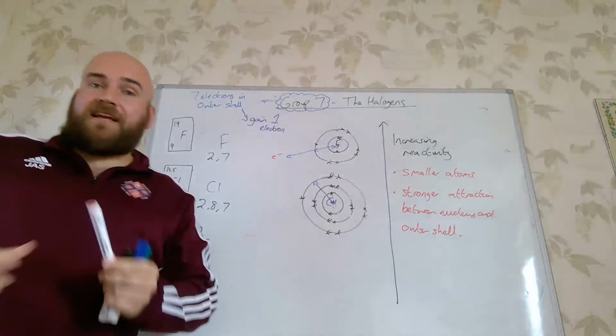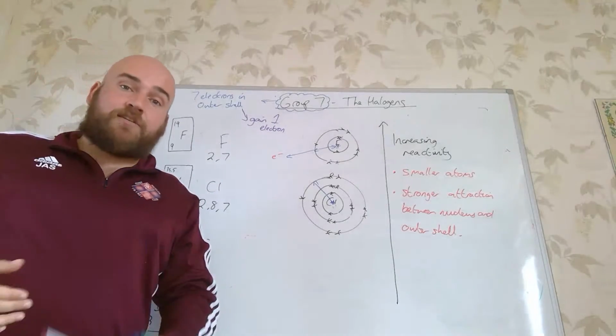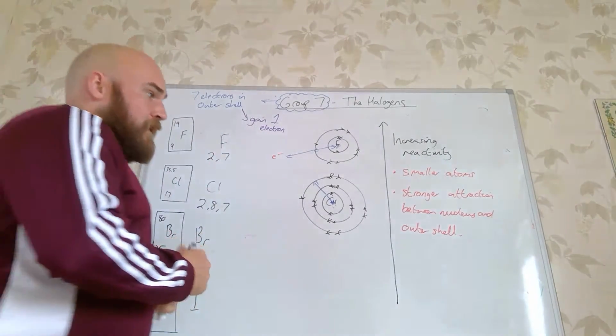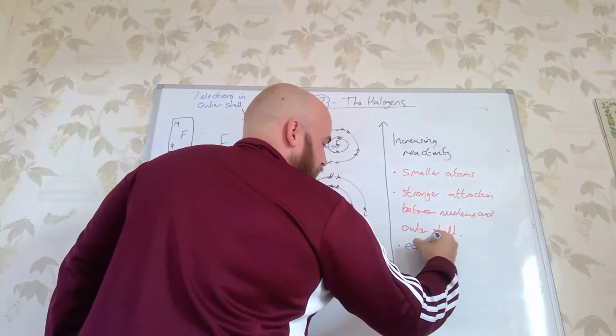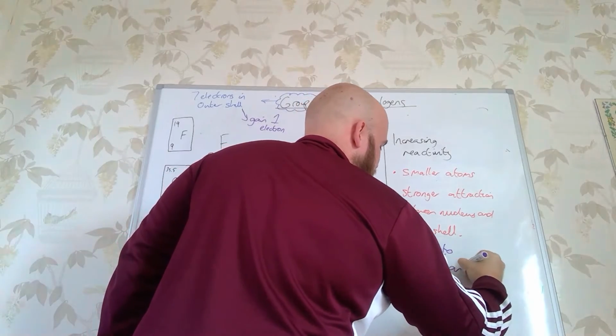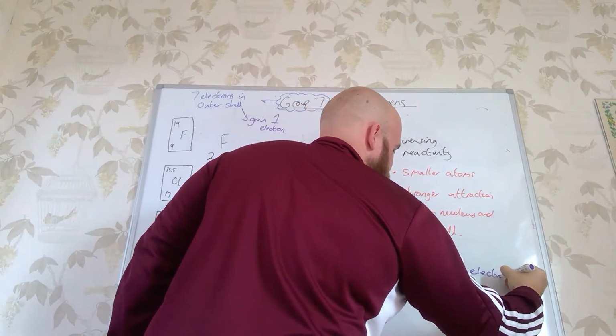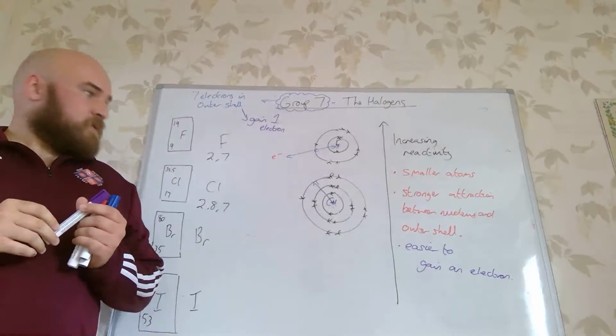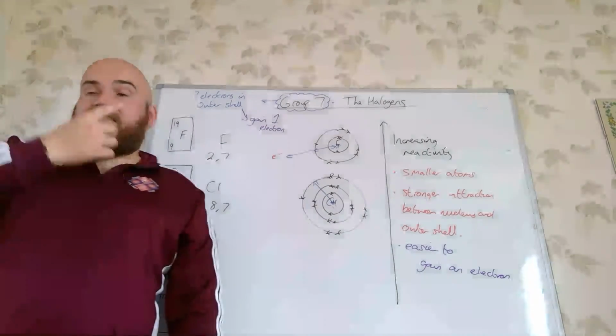So link it back to reactivity. What do these things need to do to become stable? They need to gain electrons. So I'm just going to put that in as my final point. So easier to gain an electron. Okay. So they get more reactive going that way.